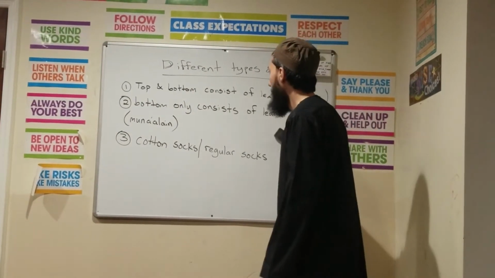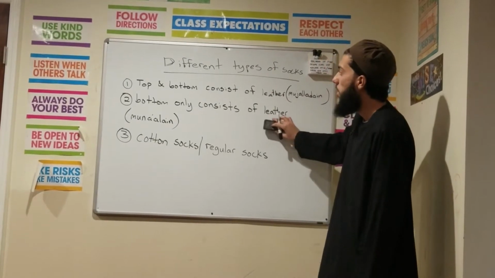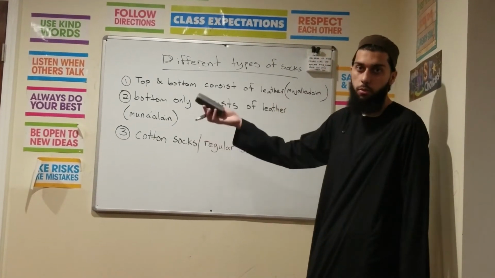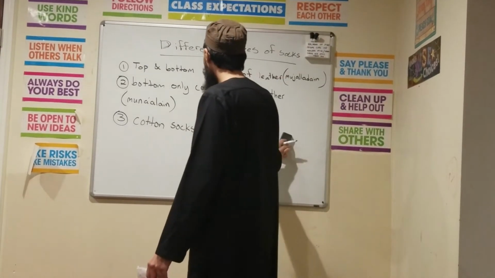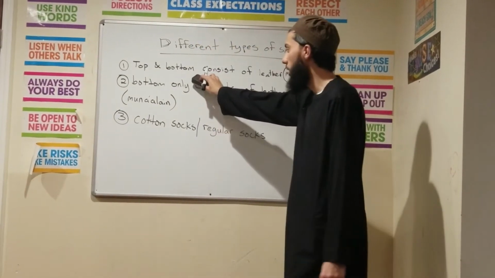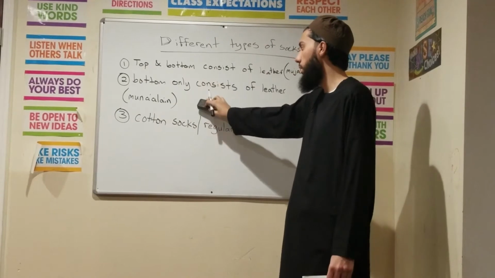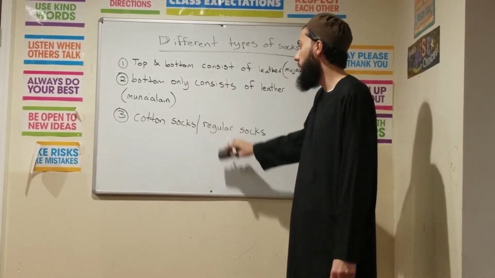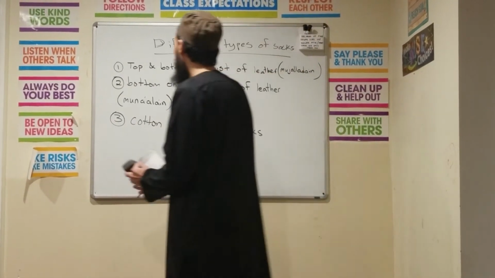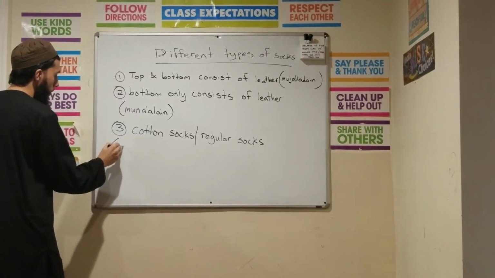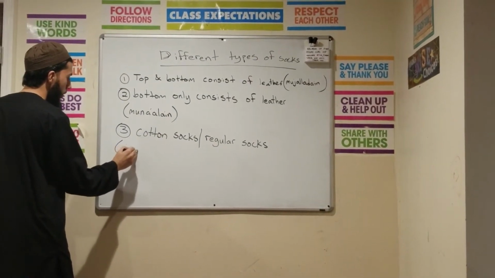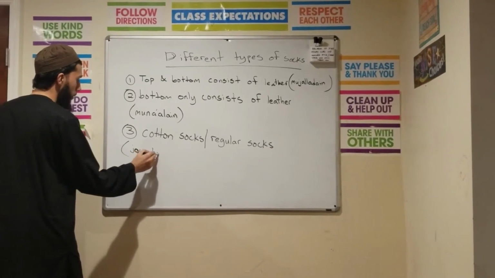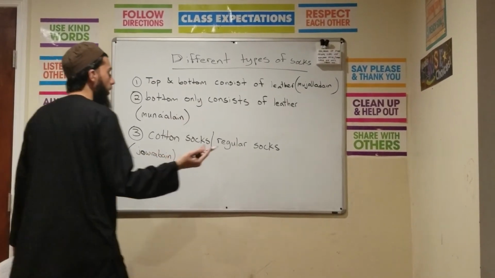So the first two are both considered khufayn? Yeah, in the ruling of khufayn, you could do Masah on them. Again, the first one is mujalladain, top and bottom consist of leather. The second is muna'alain, bottom only consists of leather. The third is called, in Arabic, jorawbain. It means regular socks, cotton socks that we wear.